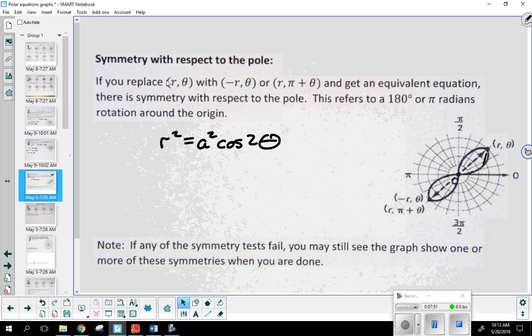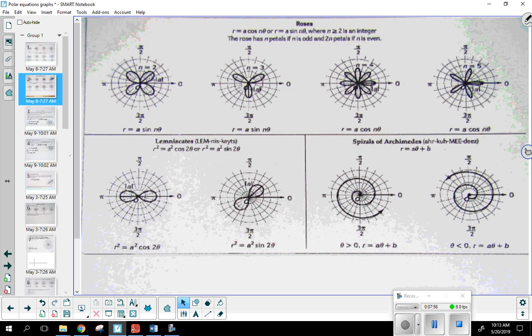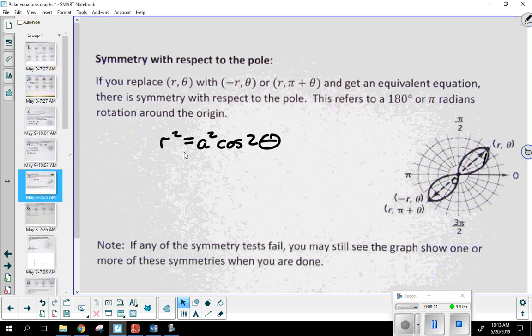Now, I don't have an example here, but I did provide you a general form. If you look at the bottom of that reference sheet that I gave you, that's the graph of what we call a lemniscate. It's going to look like a figure 8. Besides mentioning it here, we're not going to be able to do a whole lot with lemniscates. But if you take a look at the general form, what's going to happen if I replace the radius with its opposite? What happens when you square a negative? Yeah, you're going to get a positive. So the graph will remain the same. It'll still be r squared. So this one does have symmetry with respect to the pole.